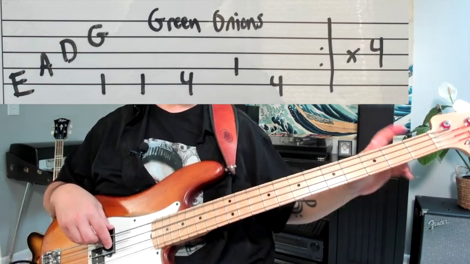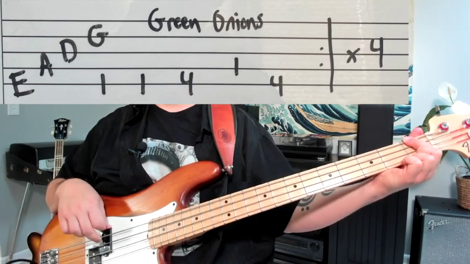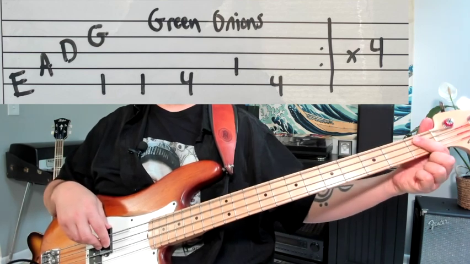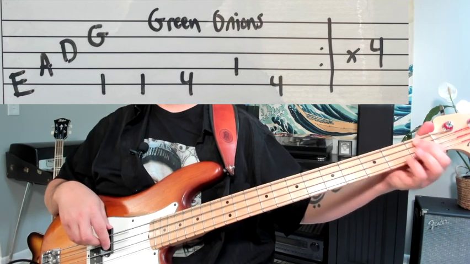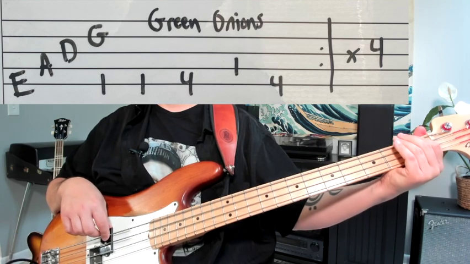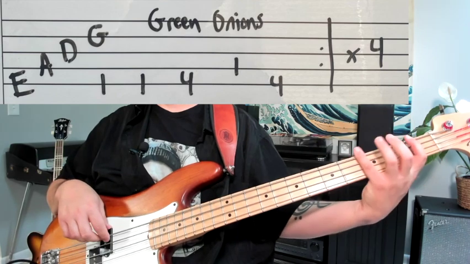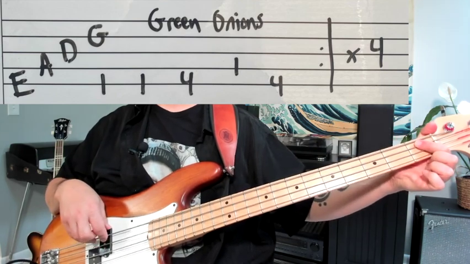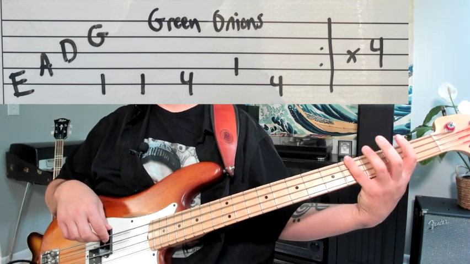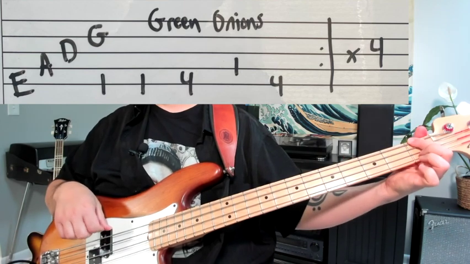So really I'm playing 1 on the E string, and then I'm playing 4 on the E string, and then 1 on the A, 4 on the E, back to 1 on the E. So when you look at the tab, you're going to see 1, 1, 4, and this 1 is on the A string. It goes up higher. So 1, 1, 4, 1, back down for 4, and then 1.